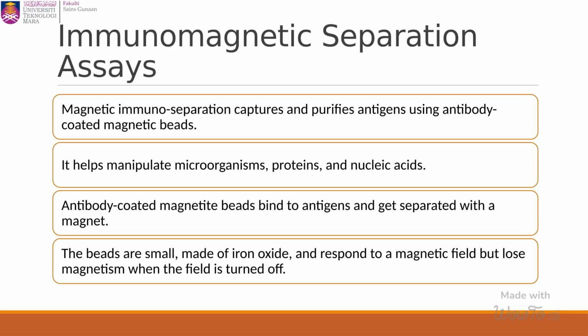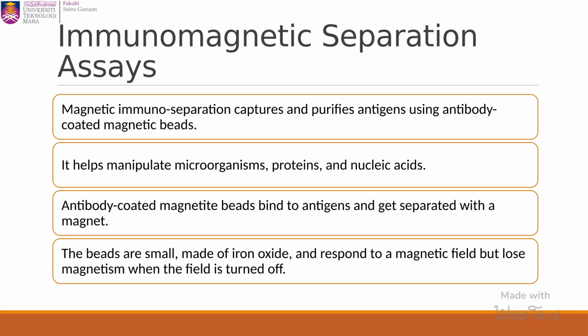Magnetic immunoseparation is a method that uses tiny magnetic beads coated with special antibodies to grab and collect specific substances, like microorganisms, proteins, or DNA. It's a bit like using a magnet to pick up metal objects. In this process, the antibodies on the magnetic beads stick to the substances we want to collect. Then, we use a magnet to pull the beads out of the solution, leaving the unwanted stuff behind.